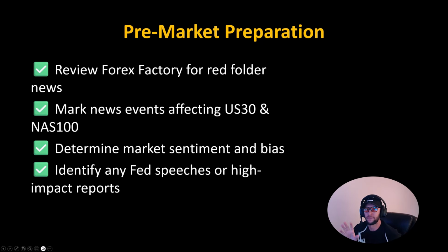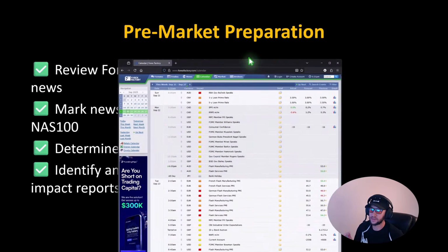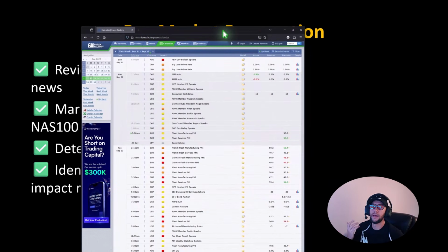So the very first thing is market preparation. The first step in pre-market is I start each morning by checking Forex Factory, a website called forexfactory.com. I look at any red folders with news scheduled for the day, especially news that could impact the US30. Then I highlight any events tied to US30 or NAS100, like FOMC statements, interest rate decisions, jobs reports, or inflation.